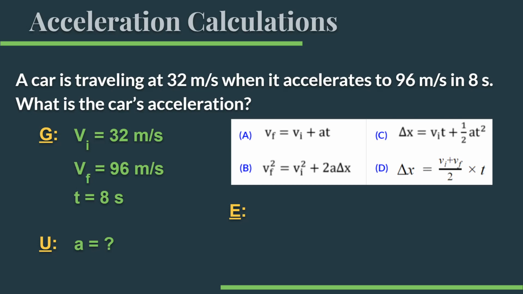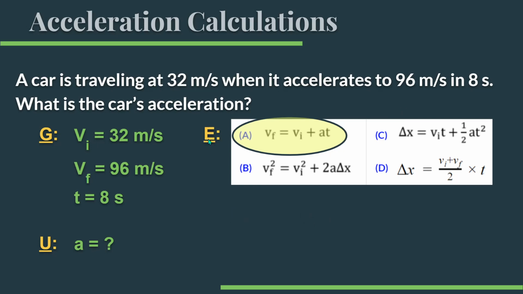But it is possible to solve these in 2 steps if you solve for the other thing you don't know, because there are 5 total variables in these equations: VI, VF, A, T, and delta X. Typically, you're going to know 3 of those things and be asked for a 4th one. So that means you could always do these in 2 steps, or you could do them in 1. I'm going to use this equation: VF equals VI plus A times T.